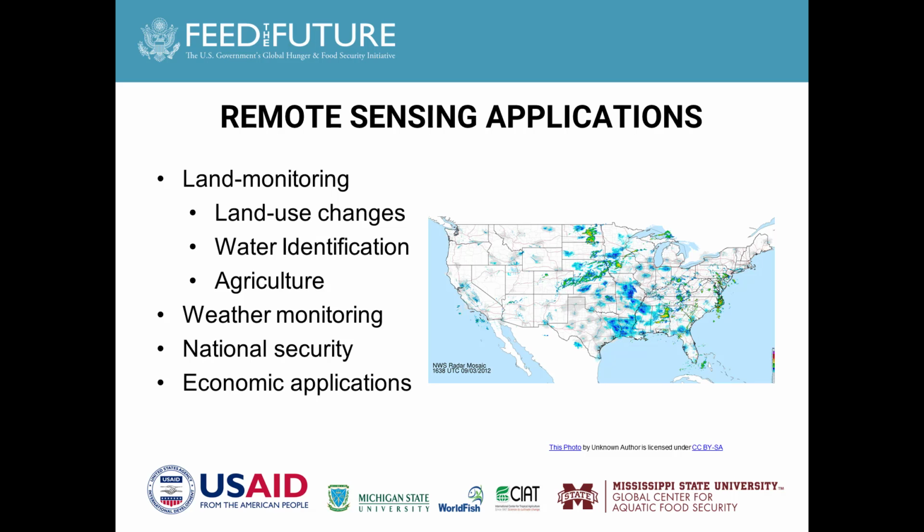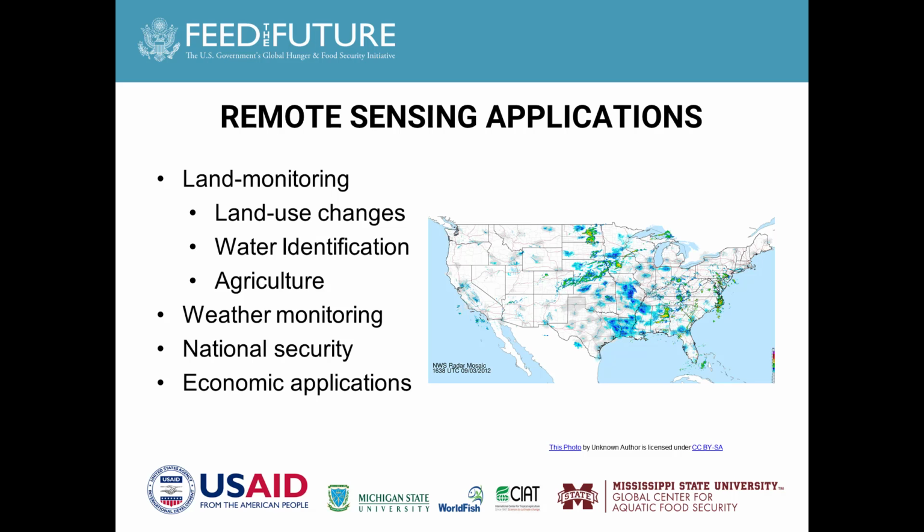We can also use satellite images to identify water, and within that, we can identify the quality of water and the quantity of water that is there, which is very interesting. And then we can also do monitoring of agriculture, as I believe I mentioned a little bit earlier.